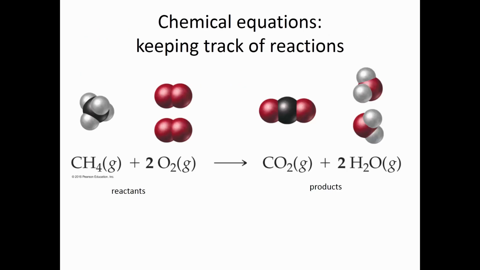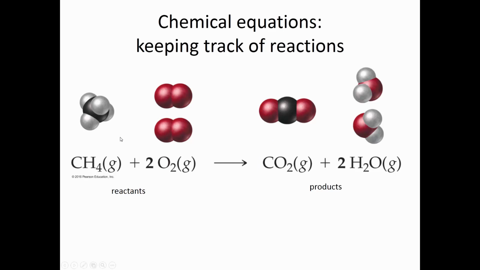So we introduced chemical equations in section 6.1 as a way of keeping track of reactions. As we start with reactants, we end with products. The arrow is showing what happens as time goes by. We are going to now focus on the numbers.